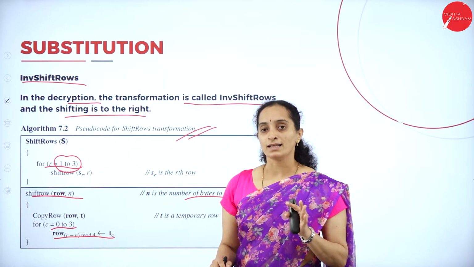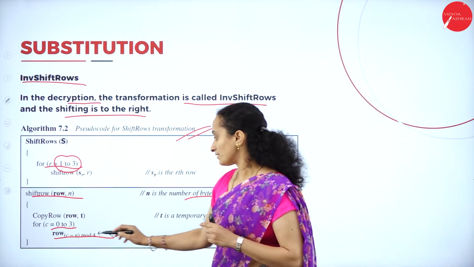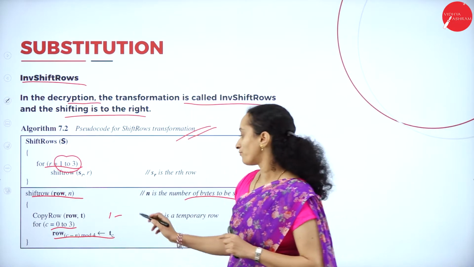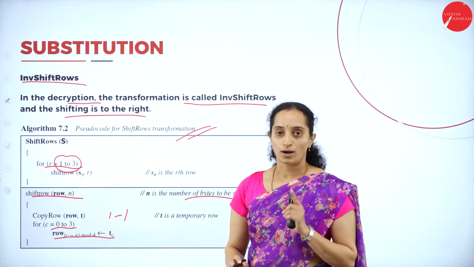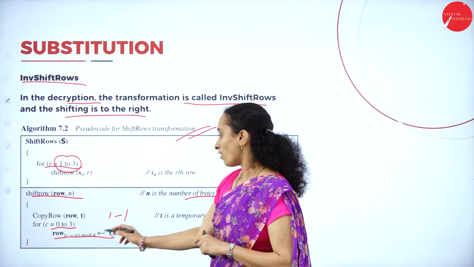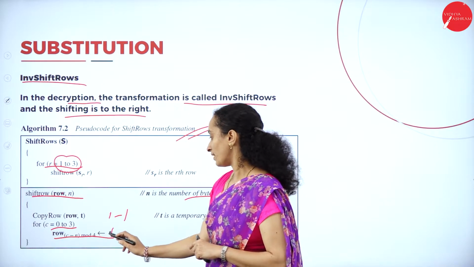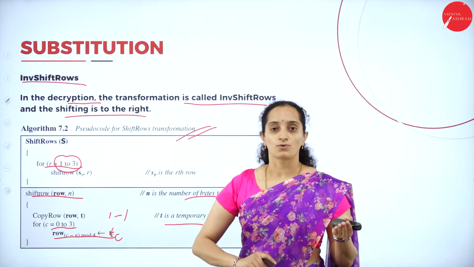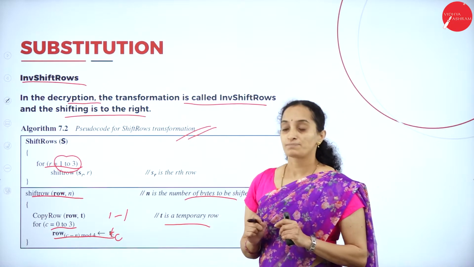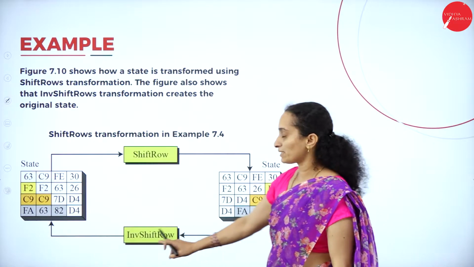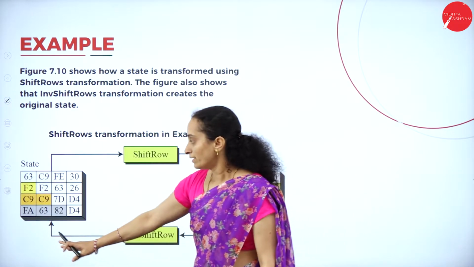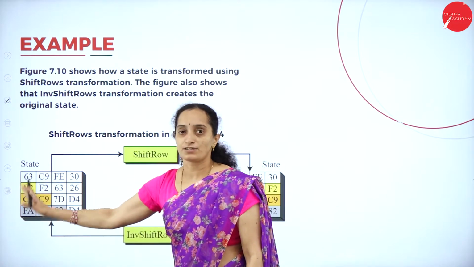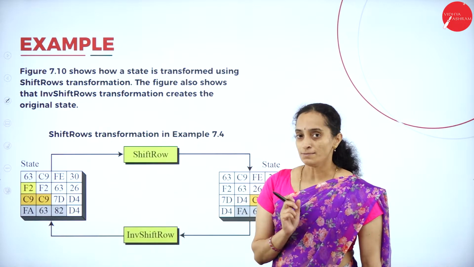0th row, doing nothing, no shifting. The first row shifts by c minus n, that is 1, which is the number of bytes. The first row has 1 byte shifted to the left, mod 4. Based on that, a temporary row is created. So it will be shifted to the temporary row to create a temporary matrix. Whereas during decryption, the same temporary row, the bytes in the temporary row, are again shifted to the right to get the original matrix.